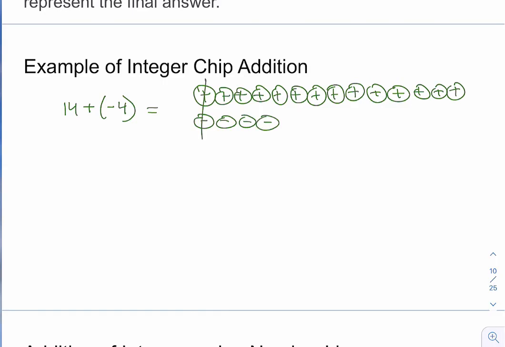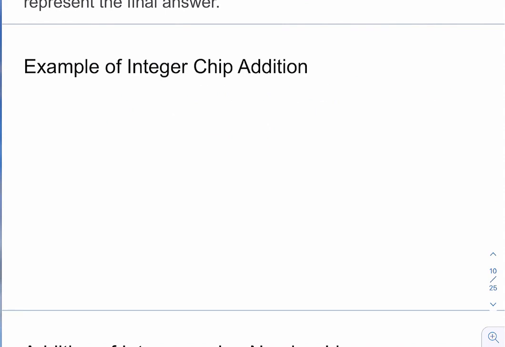Next step again, cross off the 0 pairs. All the 0 pairs have been made. And now I'm going to count up the rest. 1, 2, 3, 4, 5, 6, 7, 8, 9, 10. So it equals 10. And these chips are all positive, so it's 10 positive. Okay, if you still don't understand those, back the video up and watch it through again.